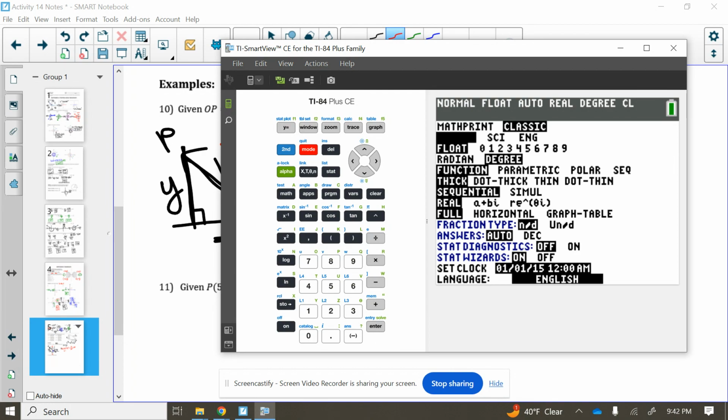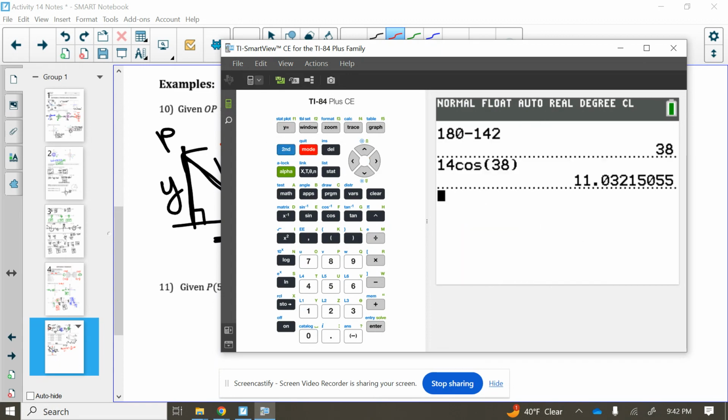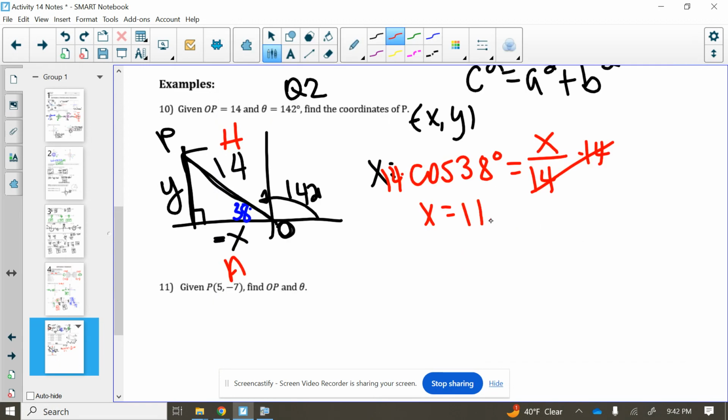Also double check at this time that your calculator is in degree mode, because we use 38 degrees. You want to make sure your mode is in degree mode. So 11.03.